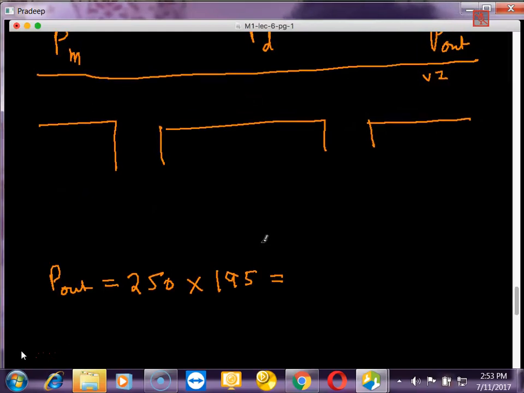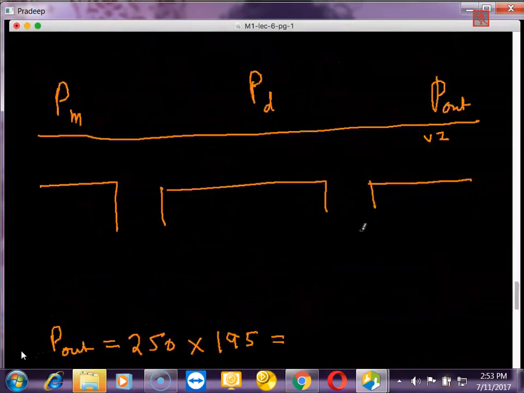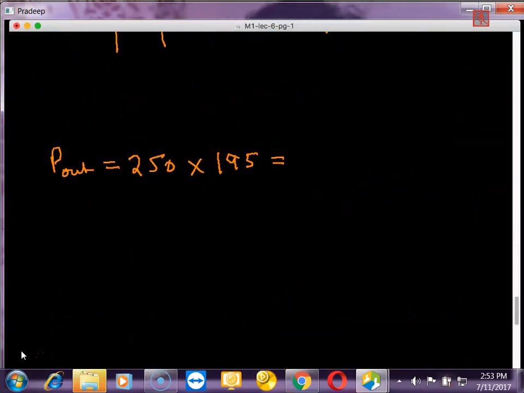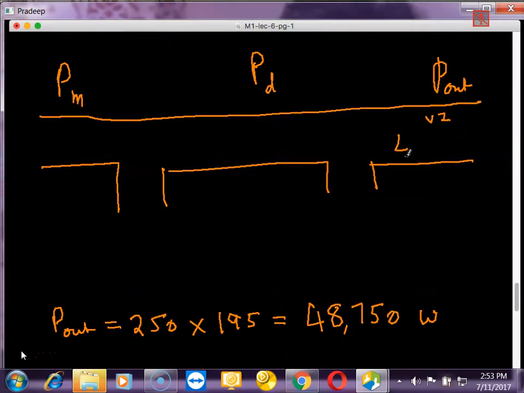So go to the diagram, you notice that the load current is 195 amperes and load voltage is 250 volts. So based on that, what is the total output of the machine? 195 multiplied by 250 is 48,750 watts. Now what is the difference between these two? So here I am getting 48,750 watts.